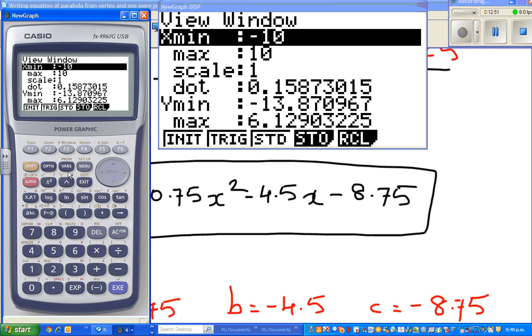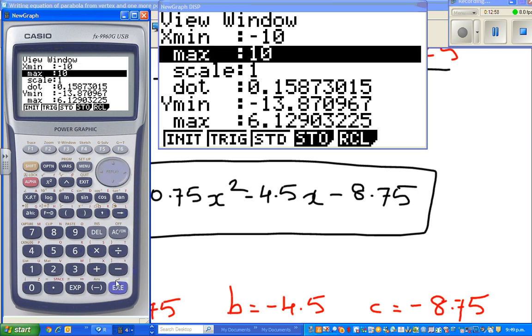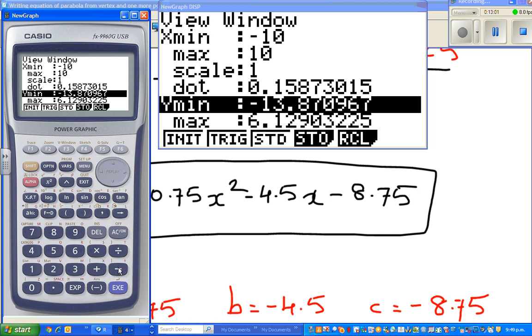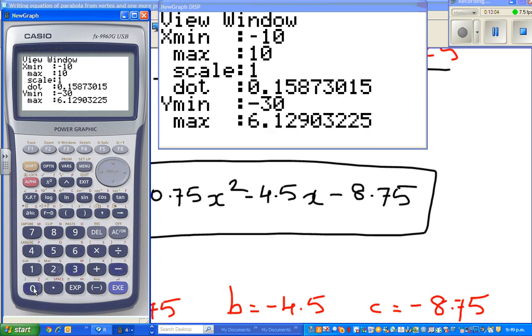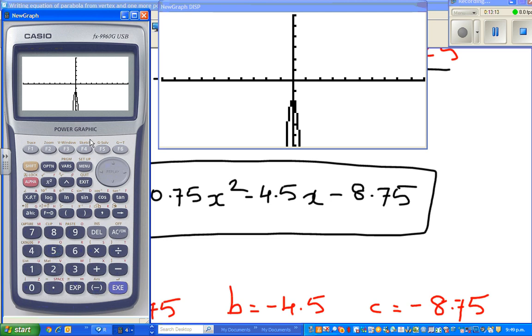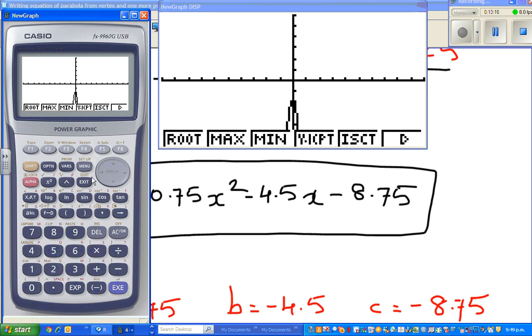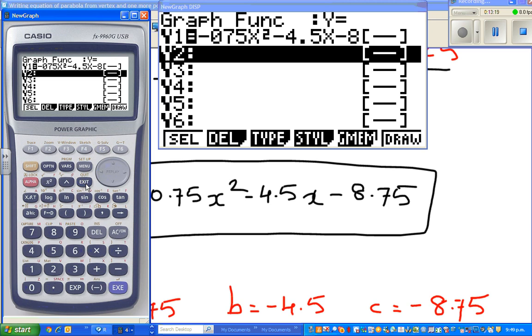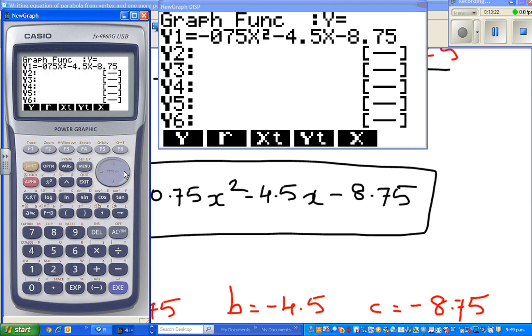Okay, so let me scroll down, execute, minus 30 to plus 30, let me make a bigger scale of 5. And see what happens. Here we go. So let me check. Did I do any mistake? Let me go back. Negative 0.75. Oh, yeah, here is the mistake. Negative 0.75. I forgot the point there. Okay, it's always good to check.